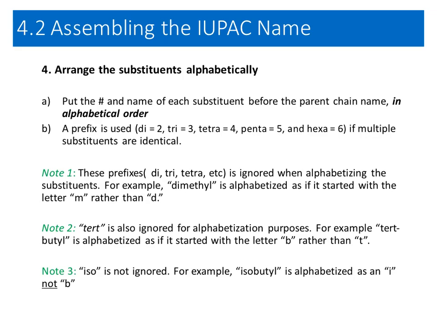Note number 2 says that for substituents such as tert-butyl, we also need to ignore the prefix tert. So we need to alphabetize tert-butyl as if it starts with the letter B rather than T. Note 3 says that we cannot ignore the prefix iso, meaning that if you have isobutyl or isopropyl as a substituent, you need to alphabetize them as if they start with the letter I, not B or P.